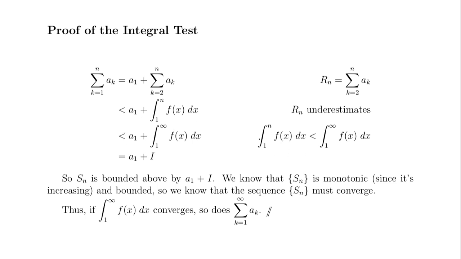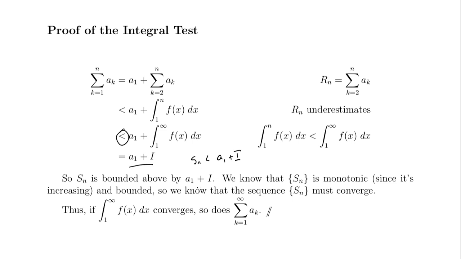But we know what this integral is. We said that that converges. It's equal to I. So our series is less than some value. That means that our partial sum, s sub n, is less than a sub 1 plus I. And so that means it's bounded above.